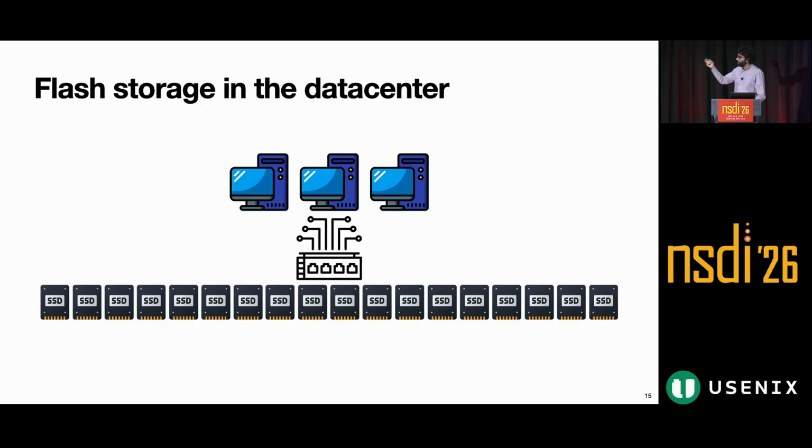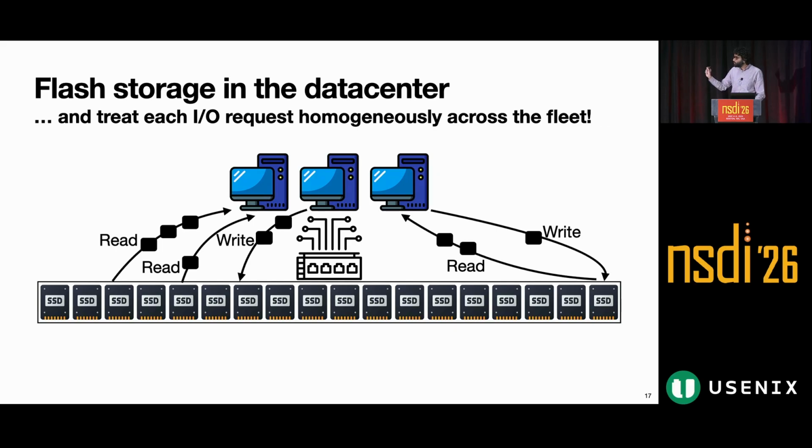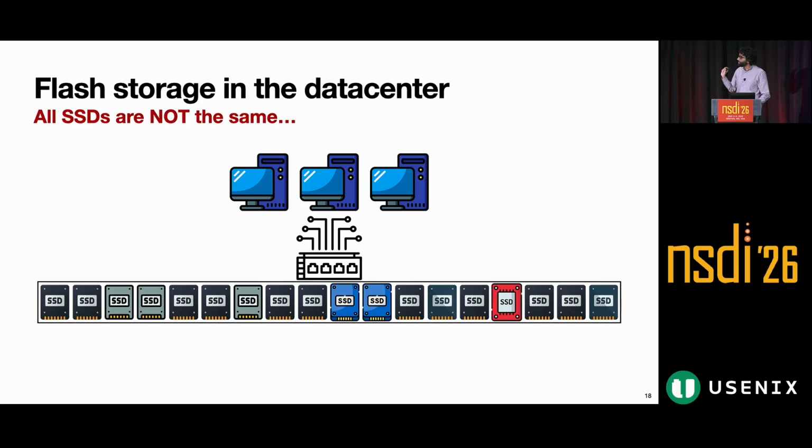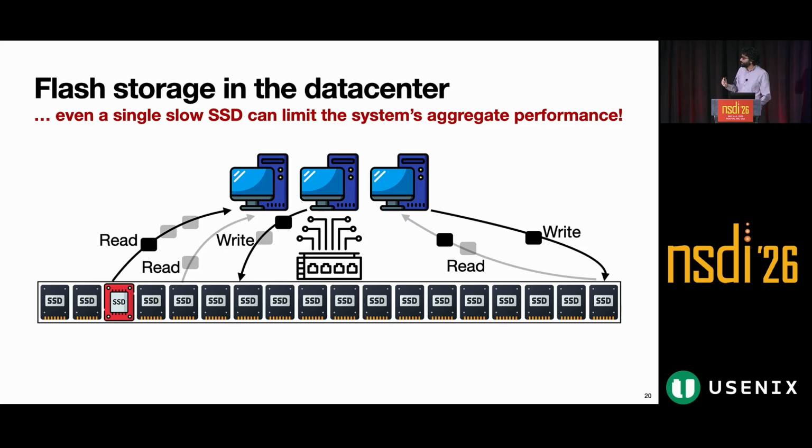So recall that we have this disaggregated storage cluster in the data center, but what existing systems do is they give equal weightage to all these SSDs when they're doing load balancing. And not only that, they treat each of the I/O requests, be it reads or writes, homogeneously across the entire fleet. Now, the point to take away is that all SSDs are actually not the same. And therefore, even a single slow SSD can limit the entire system's aggregate performance if you're not careful. So if a single SSD becomes the bottleneck, the system might start self-balancing, it might start throttling the I/O requests, and therefore, in order to meet the tail latency SLOs of the entire array, you might start observing very low throughput.